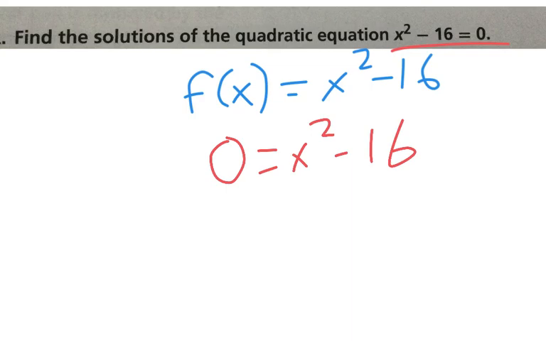So let's graph this. Have you graphed this yet? In our graphing calculators, let's put y equals x squared minus 16. How do you zoom it out? Zoom 6. That's your zoom standard. Zoom 6 if you need to see the whole graph.